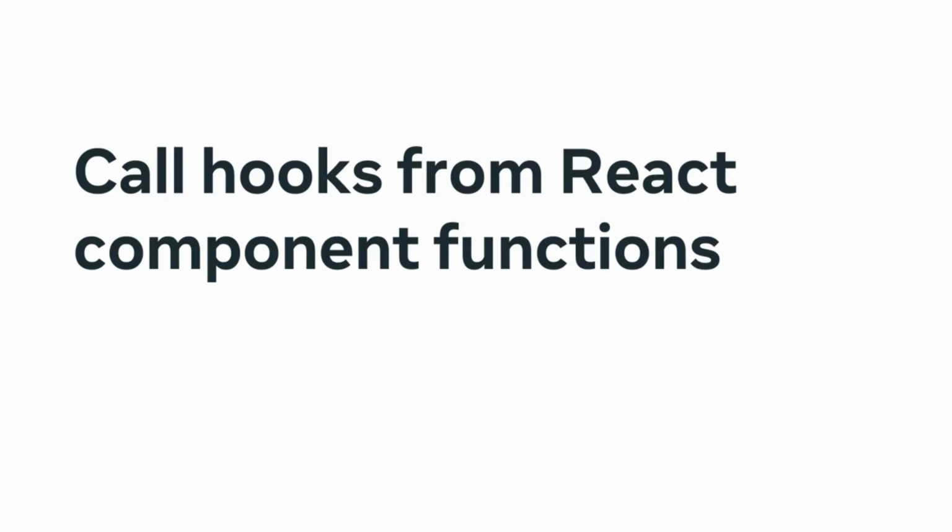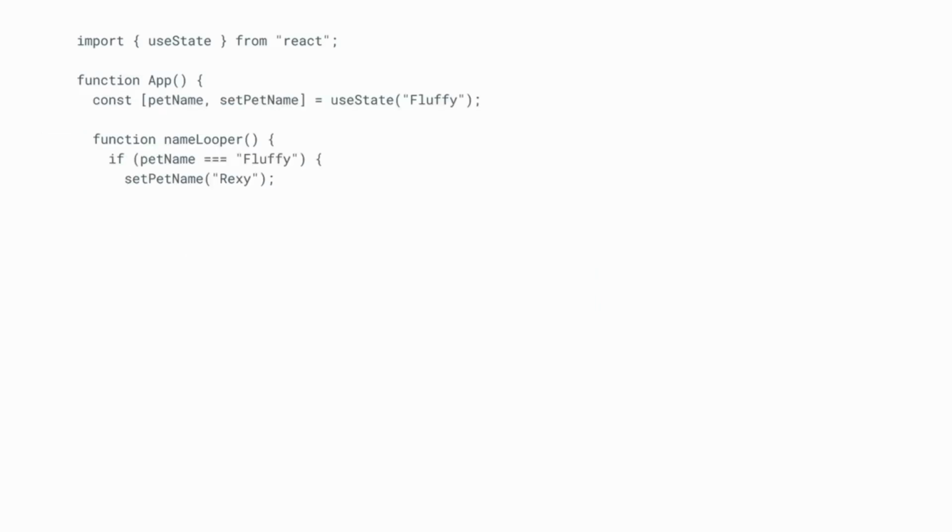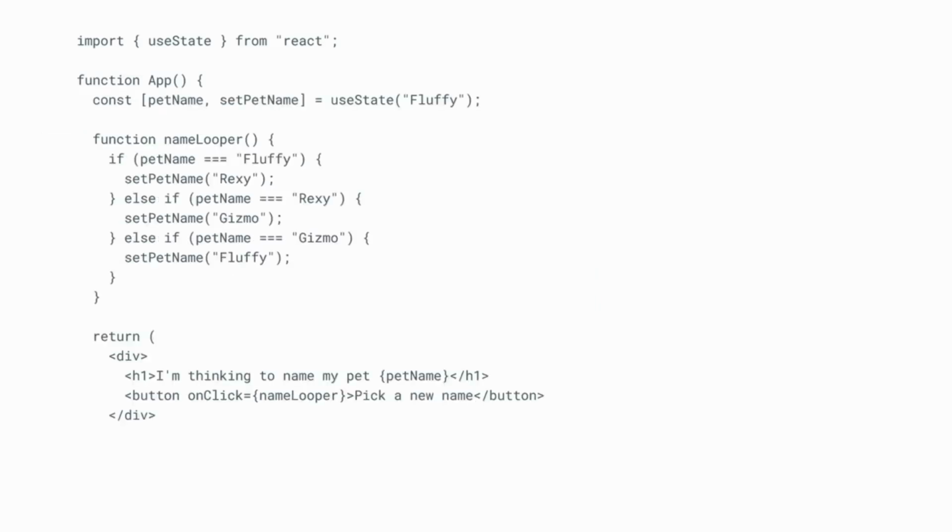The first rule means that you should not be calling hooks from regular JavaScript functions. Instead, you should only call them from inside a React component function, from a built-in hook call, for example, from the useEffect hook, or from a custom hook. In this example, the code describes a button that can be clicked to pick up a new name for a pet. The name looper function is used to limit the pet name choices to only Fluffy, Rexy, or Gizmo. Notice that the useState hook is accessed at the outermost scope of the app function. It has not been used anywhere other than this, for example, inside the name looper function scope.